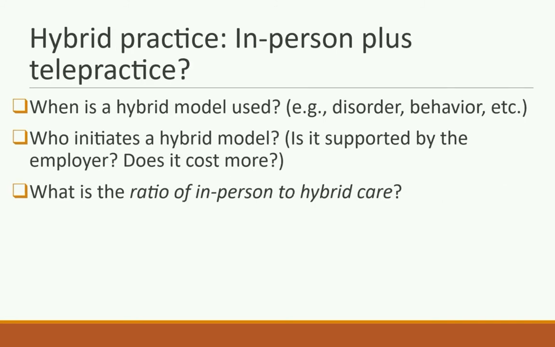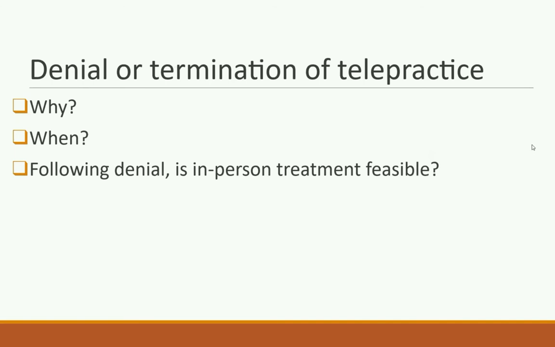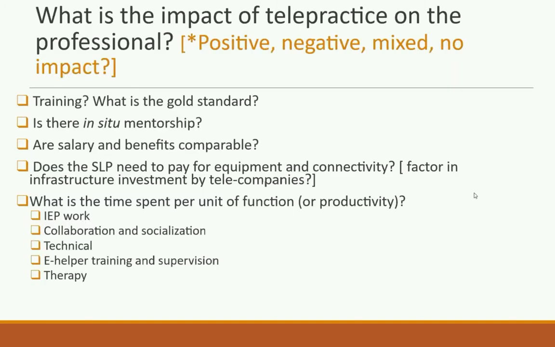And then the hybrid practice. When should it be used? Who starts it? Does the employer support it? Does it cost more? And what's the ratio of in-person to hybrid care? And how does this vary for disorders and for severity types? And then sometimes there's denial or termination of telepractice. Why does this occur? It's not written about a lot. When does it happen? And then is in-person treatment feasible? So you see the issue of being comparable has a lot of different elements to it.